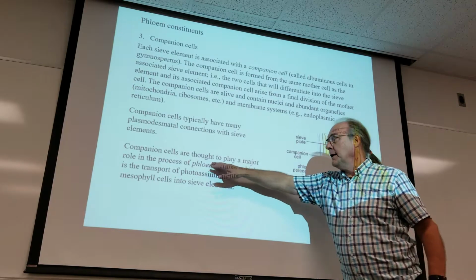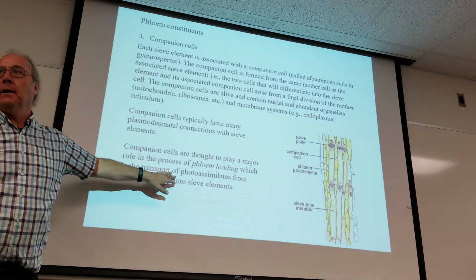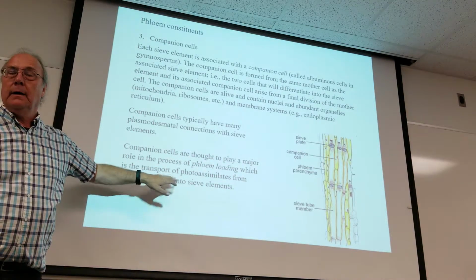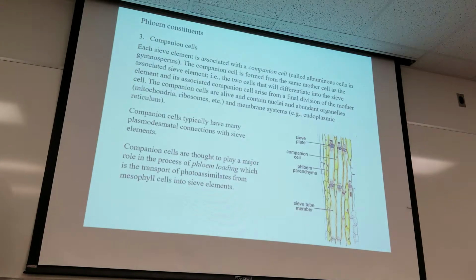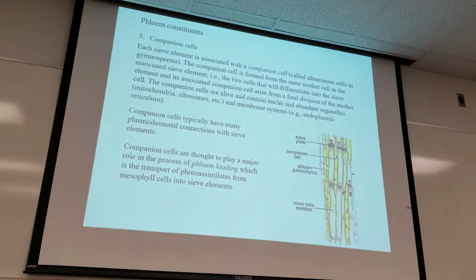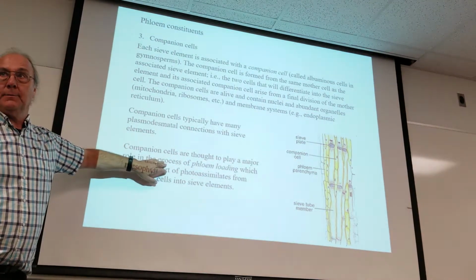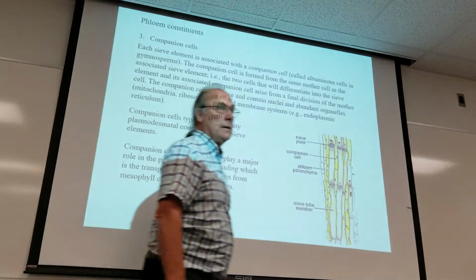Companion cells are thought to play a major role in the process of phloem loading. How does photosynthate get from a mesophyll cell into the phloem? The end product of photosynthesis typically is sucrose produced in the cytoplasm of the photosynthesizing cell. That sucrose has to get into the phloem, into the sieve tube. What's the pathway that it takes? Companion cells have a big role to play in that transport process, and I'll talk about that next week.